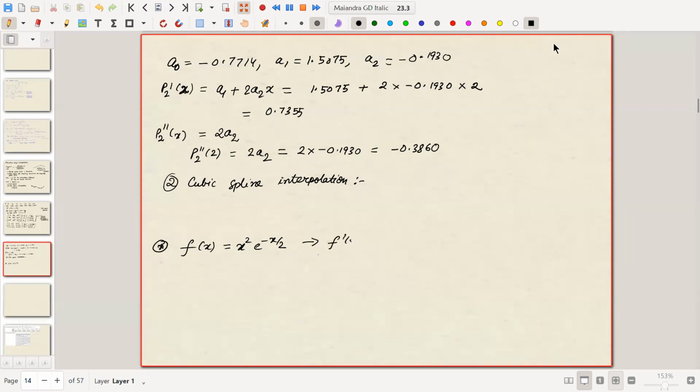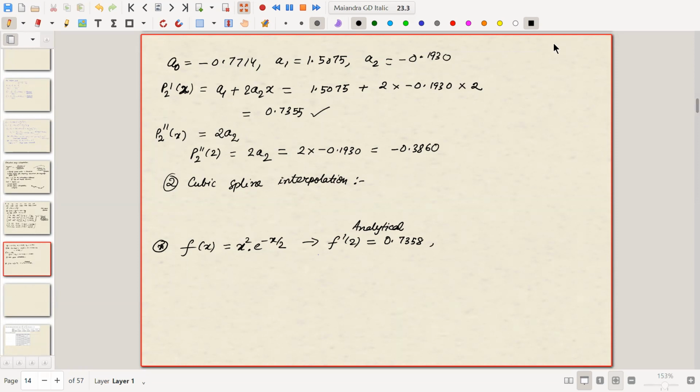So here, if you compute analytically, I found the derivative using the product rule, because x square is multiplied by e to the power minus x by 2, and I can use the product rule, okay? F prime of 2, I am getting 0.7358, okay? And we got 0.7355. So you can see it is accurate up to 3 decimal places. You can guess how powerful it is.